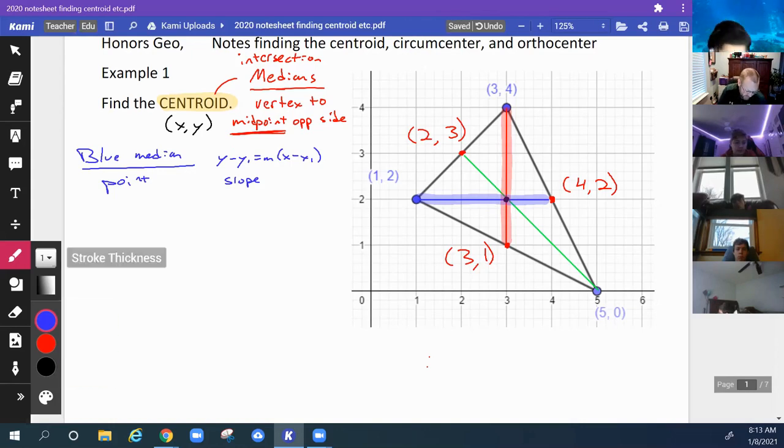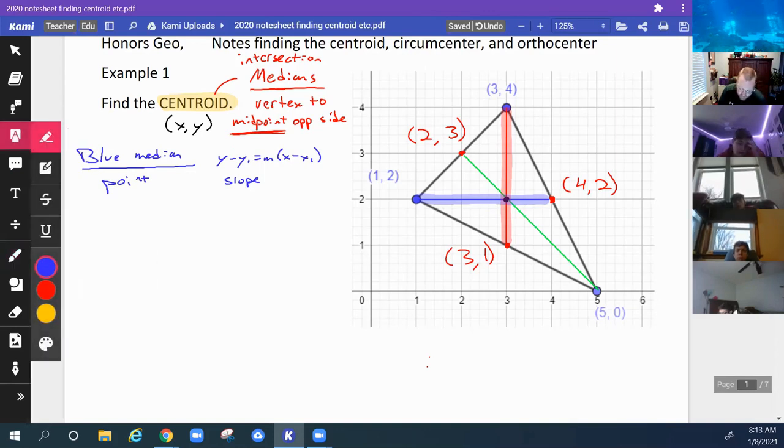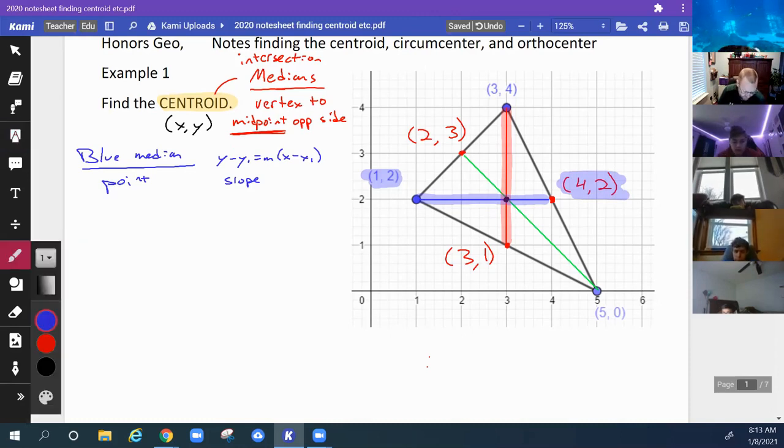Well, for the blue median, there's 2 points that make up that median. So these are going to be the 2 points that make up the blue median. Okay? So I can choose any one of these to be the point on the equation. So since 1, 2 was given to me, I'm going to choose that as the point, 1, 2. And then remember, the slope is just the calculation. So the slope is going to equal y minus y over x minus x. So that's 0 over 3.